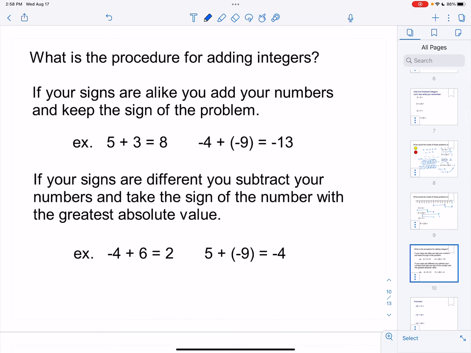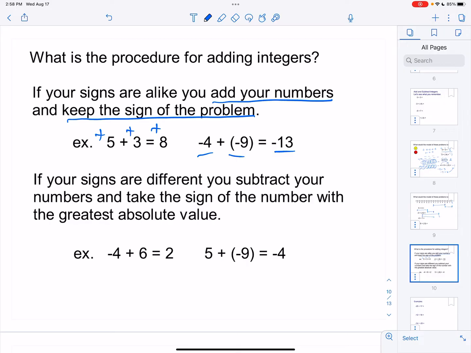Now, what I need you to know is just the procedures. We're beyond just using models, and when I give you a problem, you'll be able to see the numbers and know what to do. So here's our procedure for adding integers. If your signs are alike, a positive and a positive, or a negative and negative, you're going to add your numbers. 5 plus 3 is 8, 4 plus 9 is 13, and you're going to keep the sign of the problem. In this case, I've got positive, positive, so my 8 is positive. In the second question, I've got negative, negative, so my answer is negative.